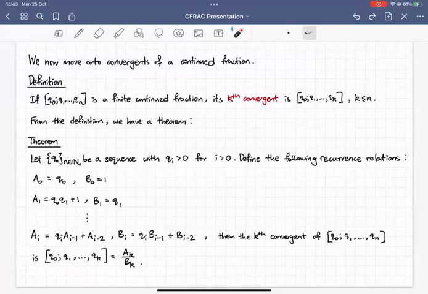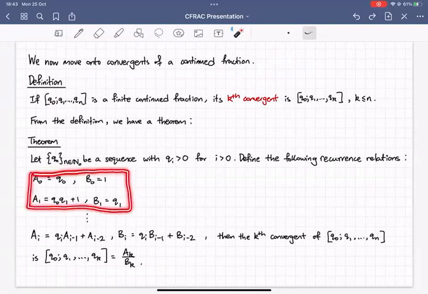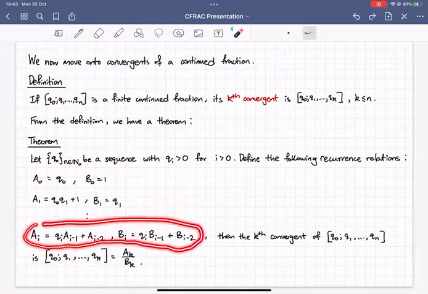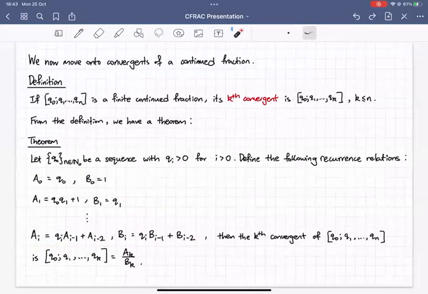So from the definition, we have the theorem. This is a nice way to compute convergents as well. If you let the q_n's be the q_n's in the finite continued fraction, and you define the following recurrence relation, so you define these two, and then for i greater than 1, define the integers a_i and b_i like this, then the kth convergent of this finite continued fraction is just a_k over b_k, and that's really nice.